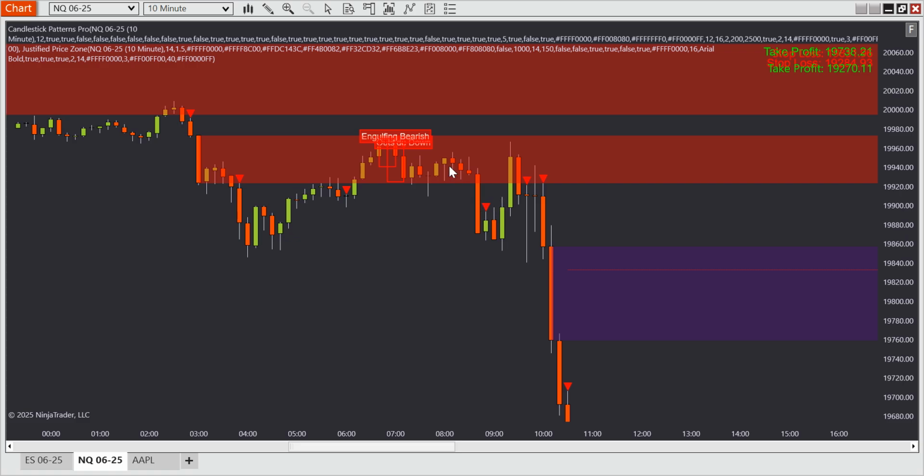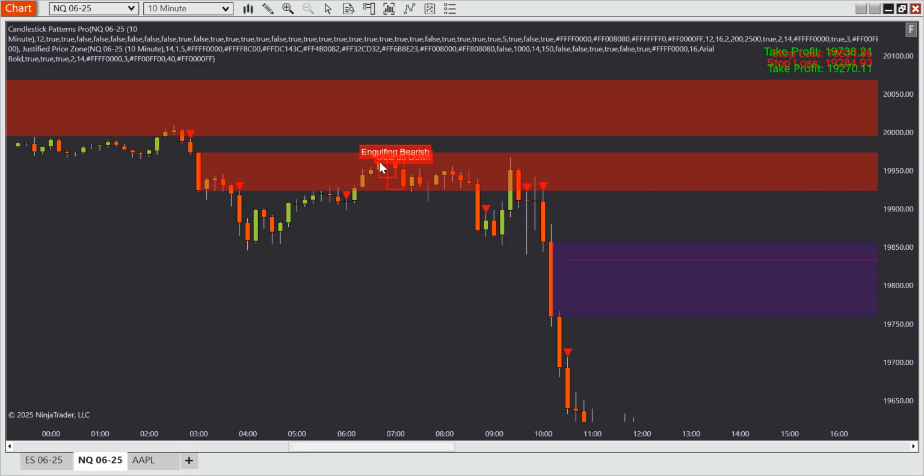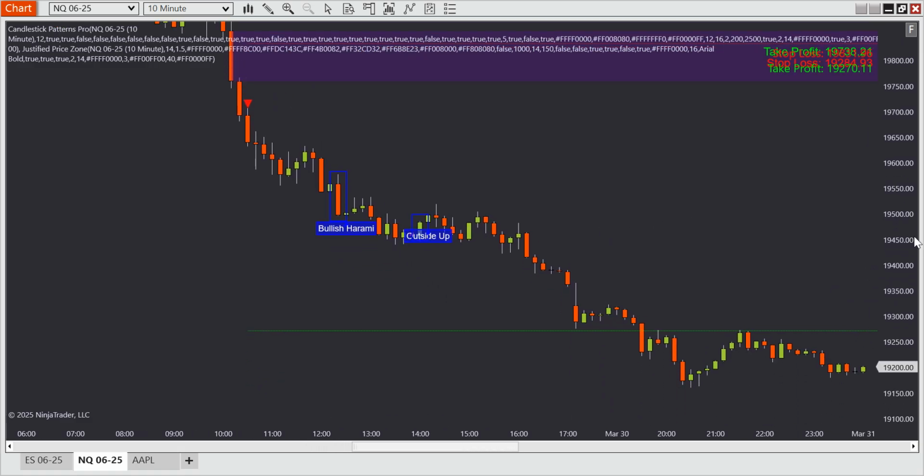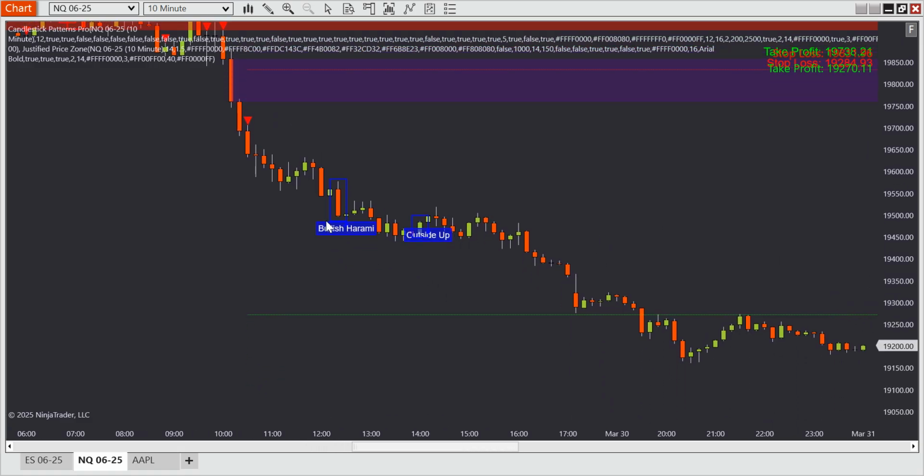And of course, again, that's what we get. Initially, some liquidity taken and a move down. One last run on liquidity. The zone holds. The candlestick patterns confirm our bias and a very strong move down.